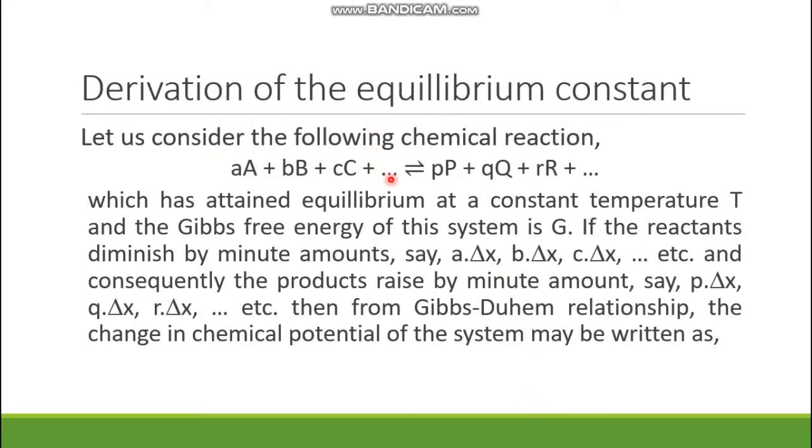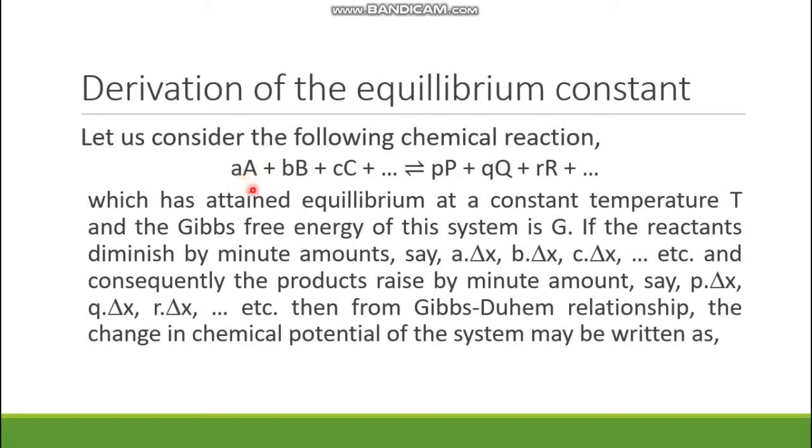This reaction has attained equilibrium at constant temperature, and for this reaction the Gibbs free energy is taken to be G. If the reactants, that means A, B and C, diminish by minute amounts in proportion to delta X, that means if A is present in 1 mole, the decrease is delta X. If A was present as 2 moles, then it is 2 into delta X. If A is present as 3 moles, then it is 3 into delta X. So delta X is the proportionality.